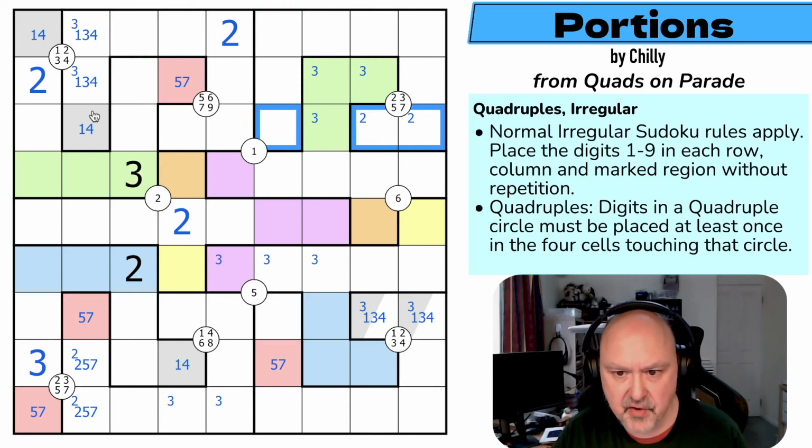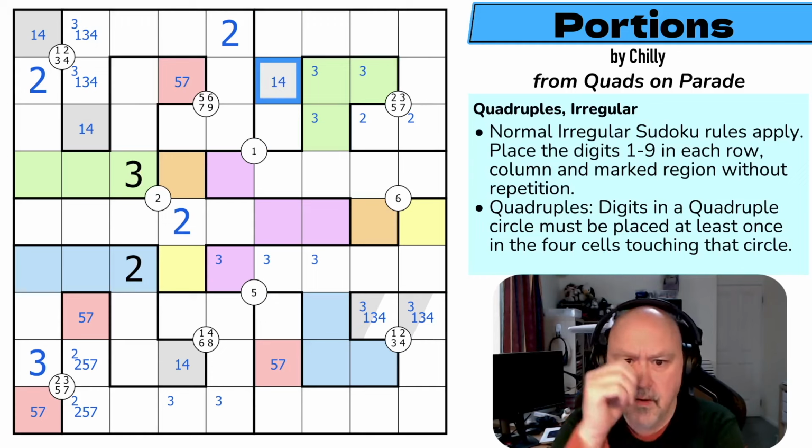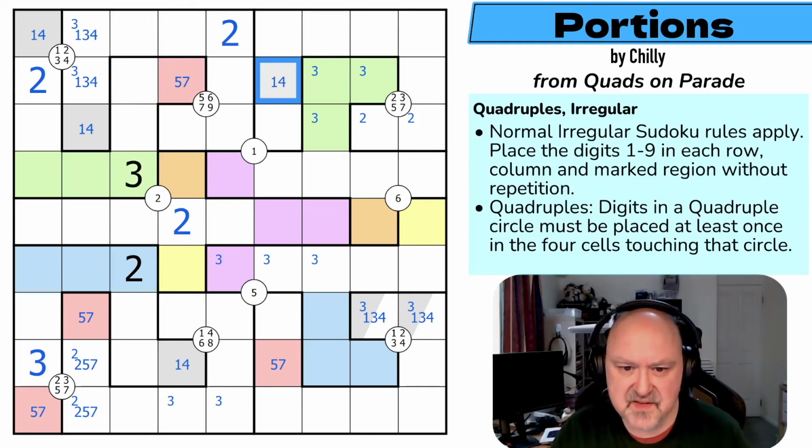It can't be any of those because it sees it there. It can't be any of those. This is 2, 3, 5, 7, so it's not 1, 4. This is the grey 1, 4. If this was 1, I would have to put, if grey was 1, this would have to be 1.